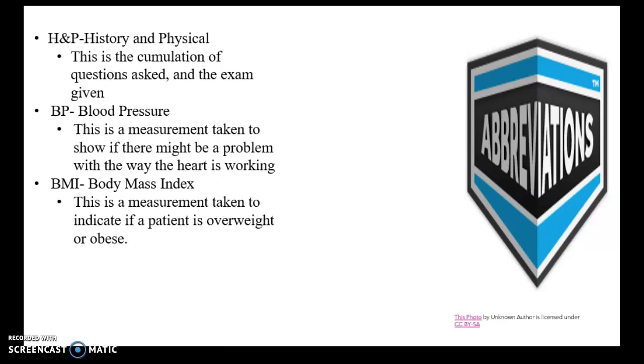You have your blood pressure, and this is the measurement taken with the blood pressure cuff on your arm, and this could show if there's a problem with the way your heart works. Then you have your BMI, which is your body mass index. This is a measurement taken to indicate if a patient is overweight or obese, and this could greatly impact somebody's health.